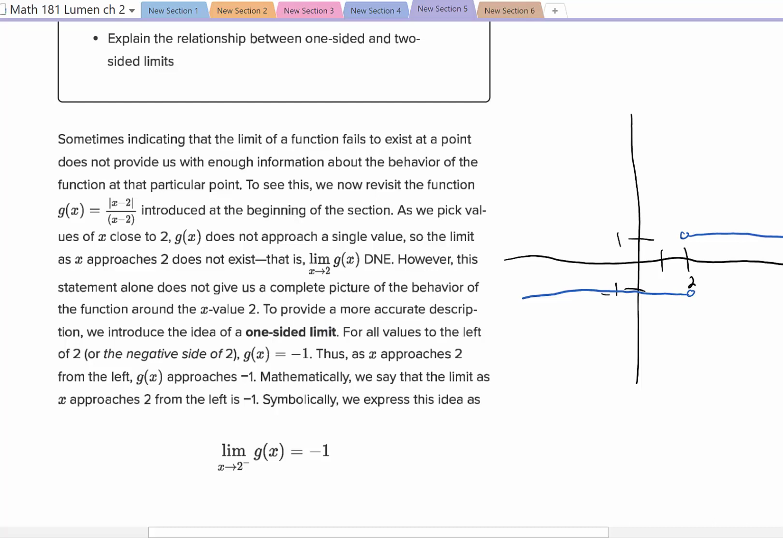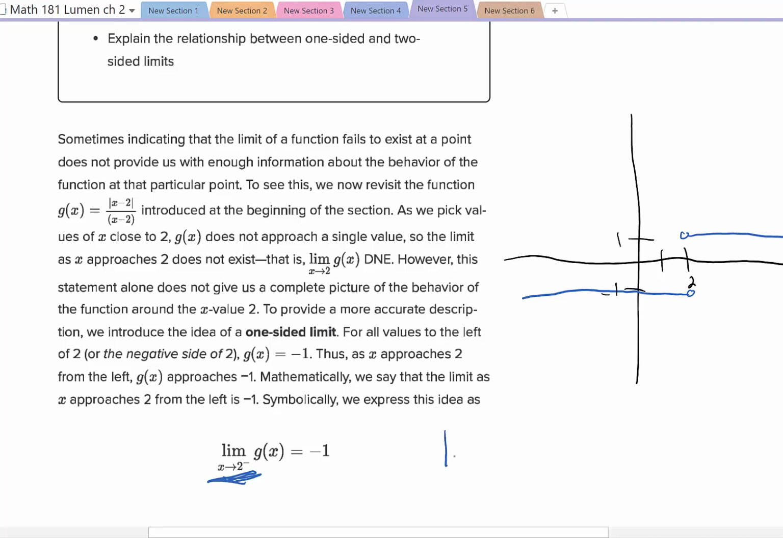And so there's a certain notation here that we have for that. And I want to be very clear about this. Some people get the notation a little confused. So this notation means the limit of g of x as x approaches 2, with a minus sign there meaning from the left side. So it's also called from the negative side, but it's from the left side.